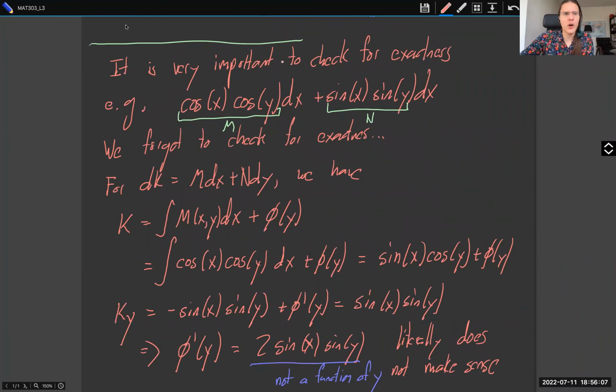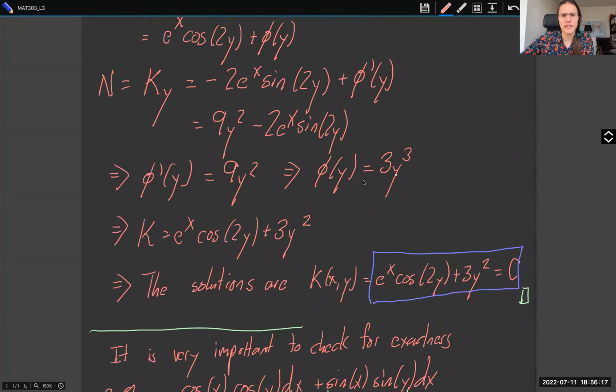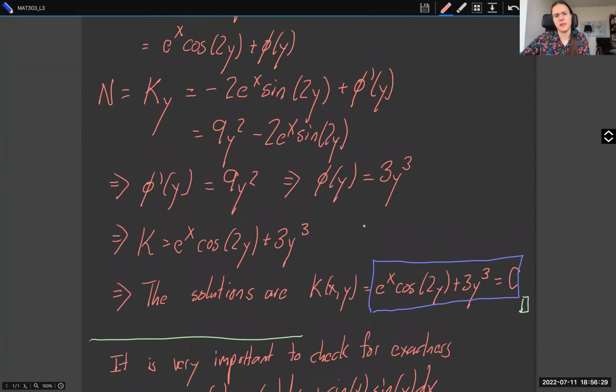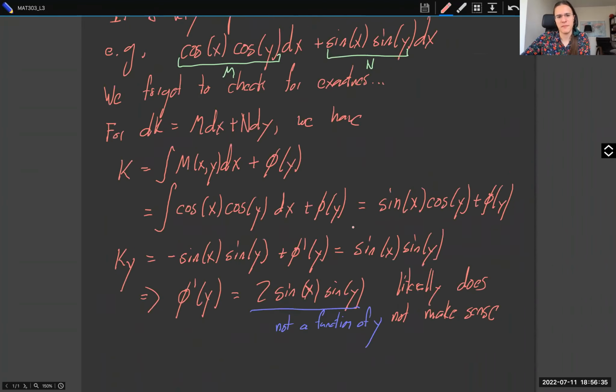Oh, and there's a question in chat. Way back when I integrated 3y cubed, yes, somehow the cube turned into a square. Thanks, good. It's important to have it corrected in the notes for when I send those out and when you study from them.